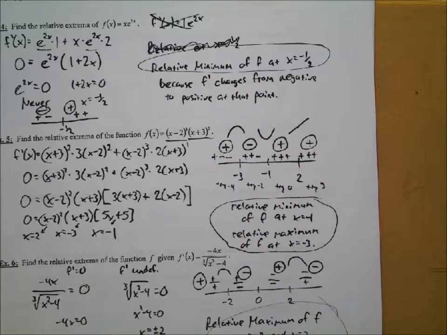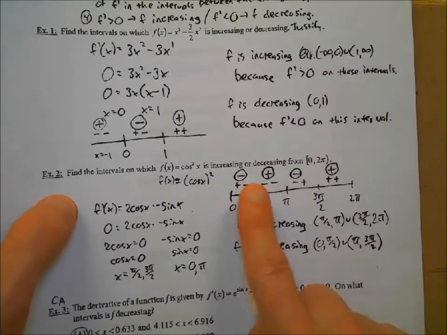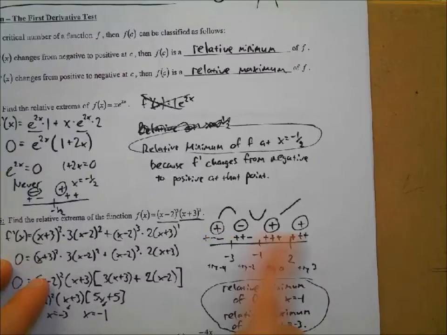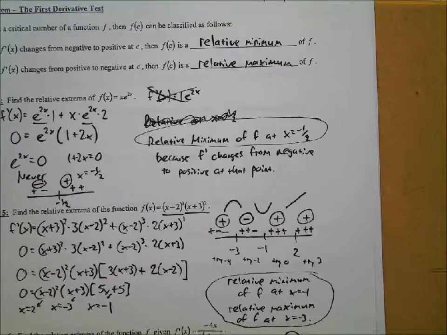That's right. Your intervals don't always alternate. So please don't assume that they do. They did back here, minus, plus, minus, plus. They did here, plus, minus, plus. But they don't always alternate. So do not assume that. You need to check every interval.